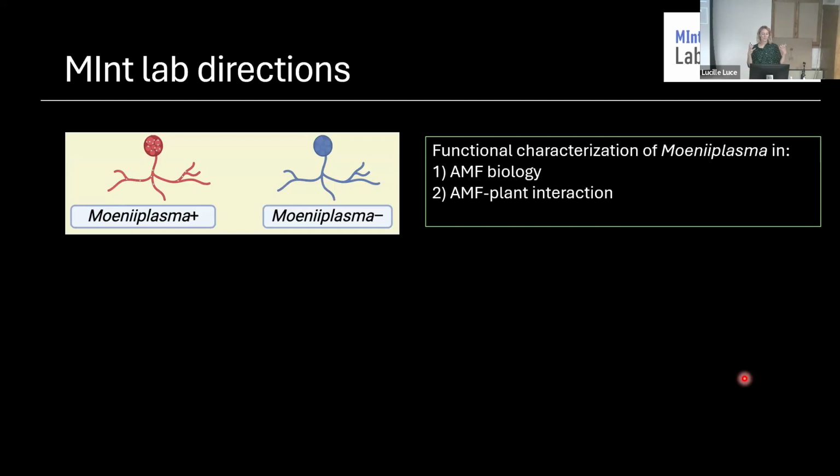So it's been hard to obtain isolates that are genetically identical in every other sense, except that they differ in the presence of these endobacteria. I have two very hardworking PhD students with whom at the moment we're trying to generate these isolates. And once they have them, we can compare them and address the role of Moenoplasma in AMF biology, but also in the interaction between AMF and the plant host.